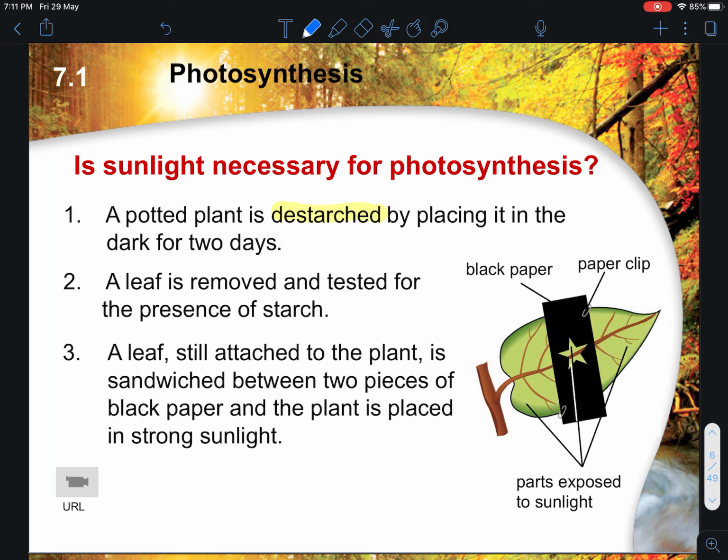Do take note, we usually refer to sunlight as light energy. Do not write the word sunlight. It is not likely to be accepted in O level. It's better to use the actual key term, light energy.